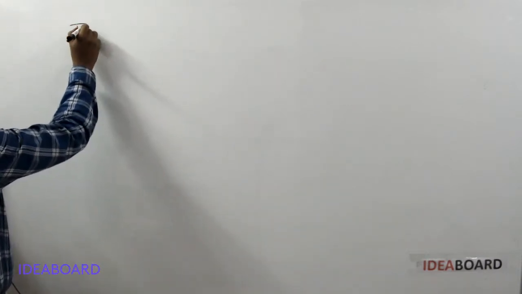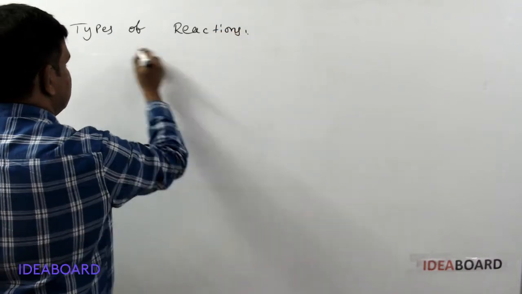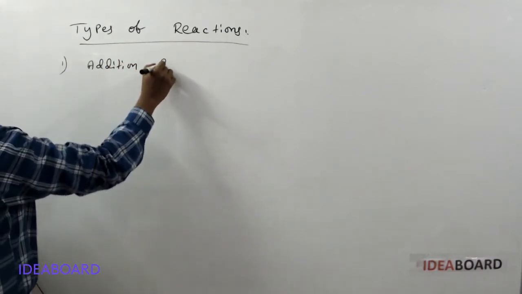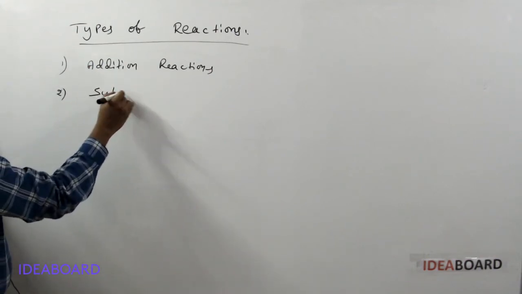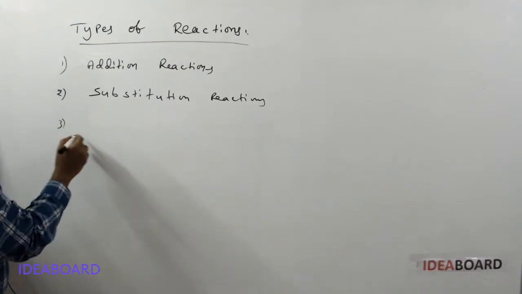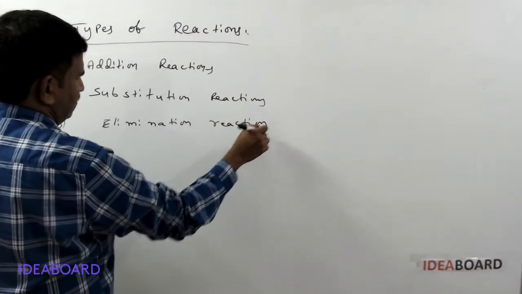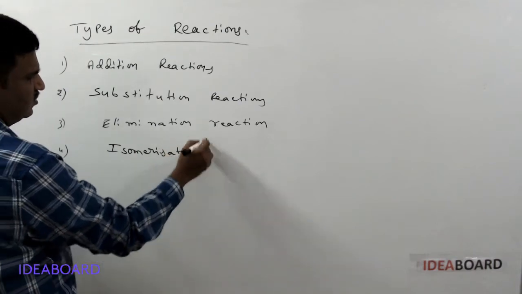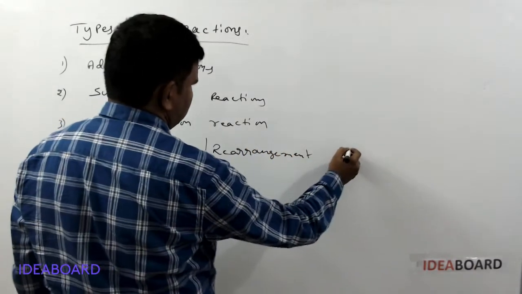The next topic is types of reactions. Here in the types of reactions, the first type is addition reactions, the second type is substitution reactions, the third type is elimination reactions, and the fourth type is isomerization, or rearrangement reactions.